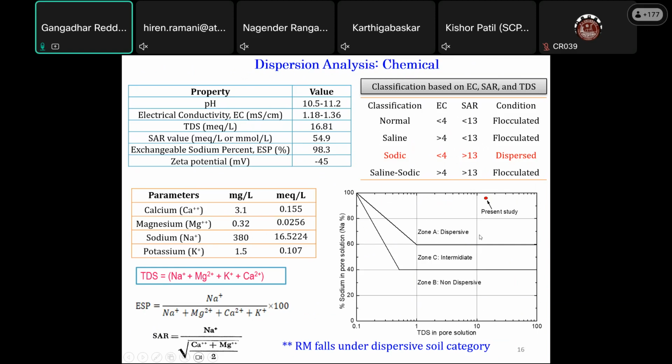So you can see zone A is kind of dispersive, zone C is intermediate, and another one is non-dispersive. Most of the soils which are expansive in nature may not be dispersive in nature. Some of the silty soils also may fall in this range, whereas the red mud is highly dispersive in nature. It clearly shows that all the visual identification, chemical and physical parameters clearly classify the red mud as highly dispersive in nature.